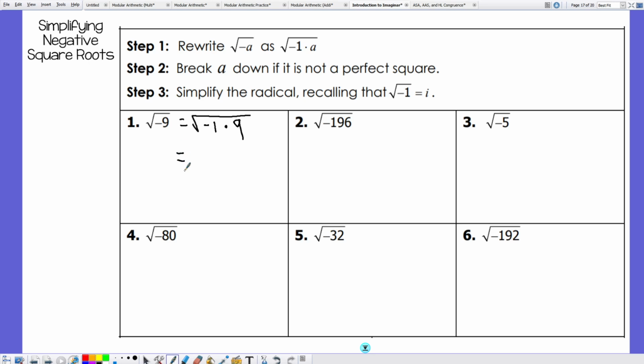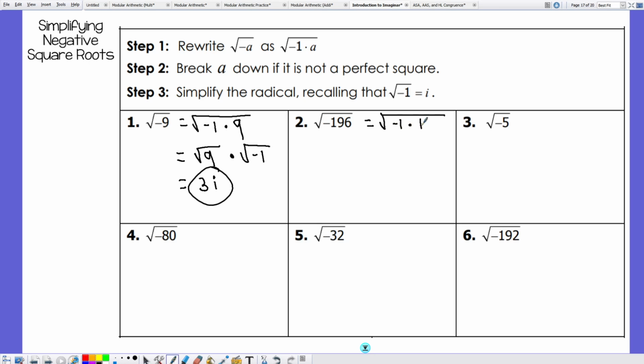Then we're going to break down a. So we know that the square root of 9, well, I just kind of gave it away, is 3. But I'm just going to rearrange it a little bit to make our answer come out nice. So the square root of 9 is 3. And the square root of negative 1 is i, which is our answer. That easy.